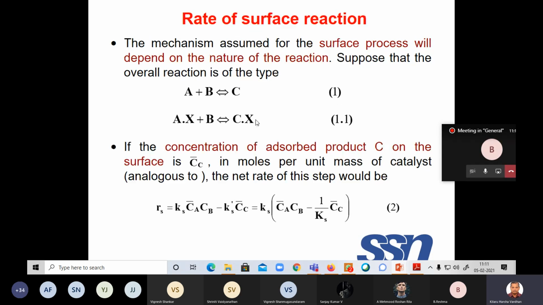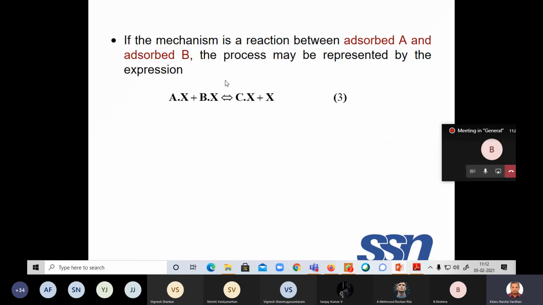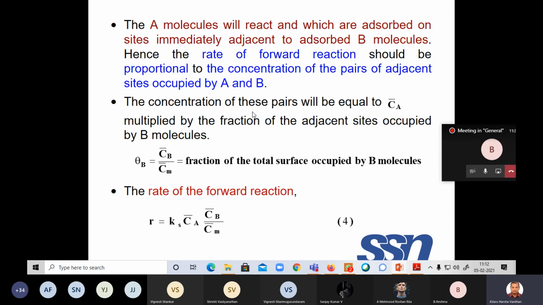So if this is like this, then you are getting this. What are the reactants? A into Cv minus 1 by C into what is the product you are getting, right? So like that, it can also be like this. That is, A is sitting on the active site and B is sitting on the active site to give you C, which is sitting on the active site, the product, and it left out one active site. You can do this also. You can get the expressions, right?